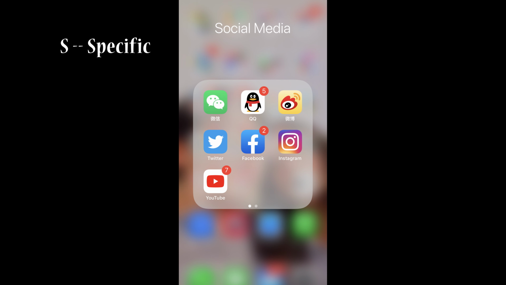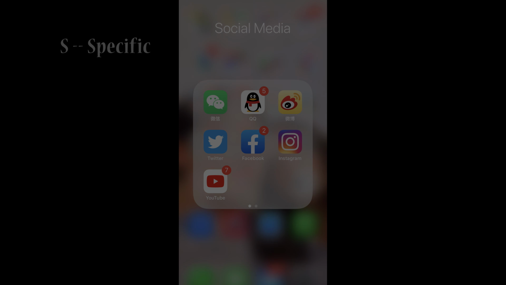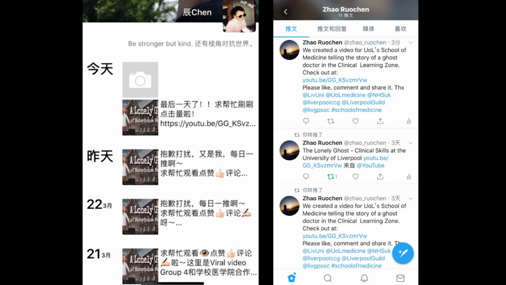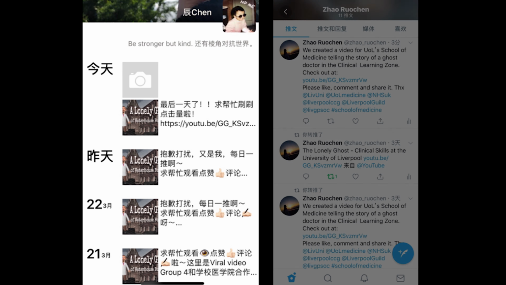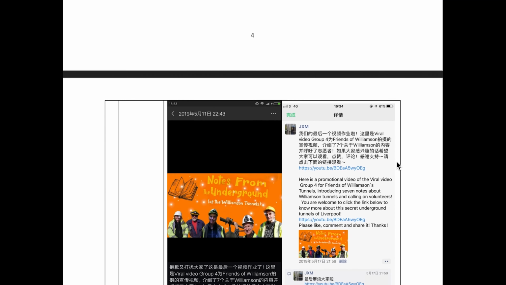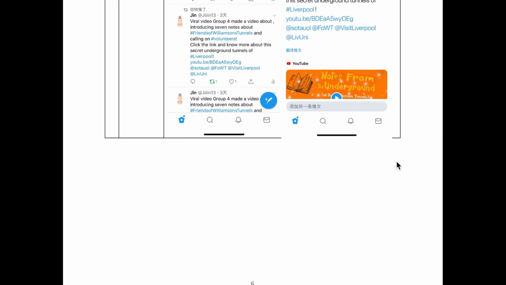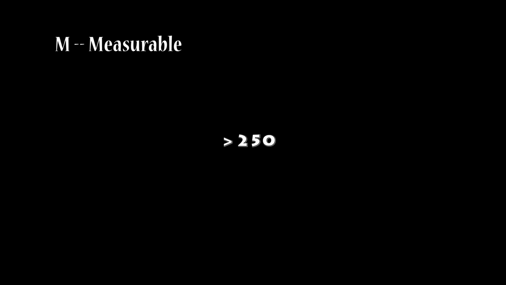S means specific. Based on this rule, our group chose particular social media platforms, which were WeChat, QQ, Weibo, Twitter, Facebook, Instagram, and YouTube to post edited messages. For the first video, The Lonely Ghost, we had a short time to promote. In this case, we published promotion on different platforms every day to engage more audience. For another video, Notes from the Underground, we had about 10 days to promote. To avoid other people's antipathy, we chose to publish every other day. We wanted to achieve at least 250 views for each video, which is our measurable objective for M.